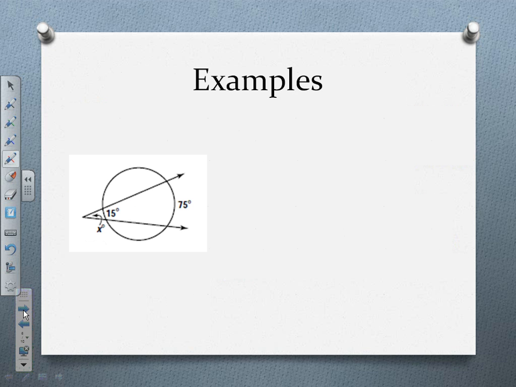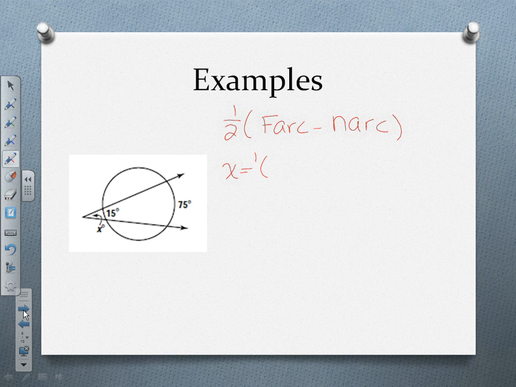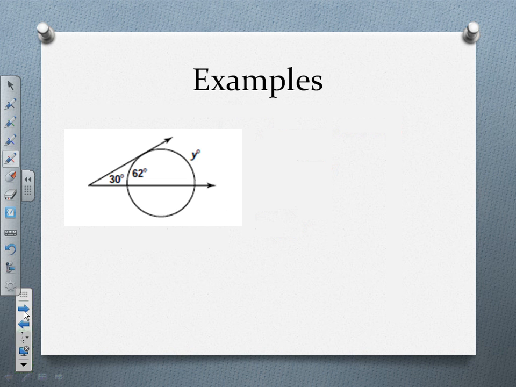Okay, so I've got these two secants, my far arc minus my near arc. So X equals 1/2 my far arc, which is 75, minus 15. So X is going to equal 1/2 times 60, which is 30 degrees. So X is 30 degrees.